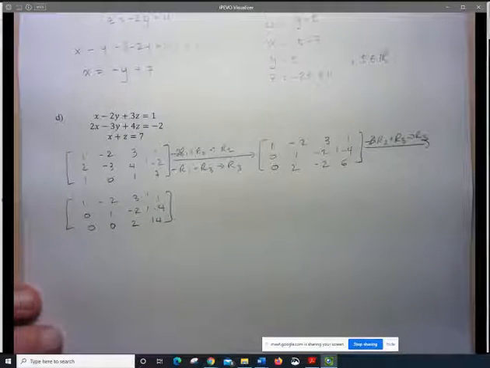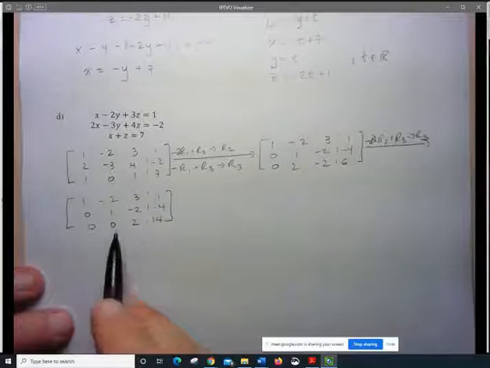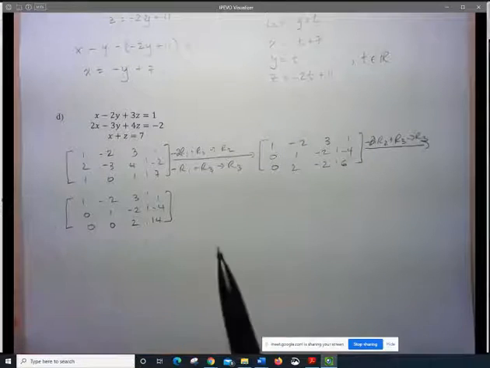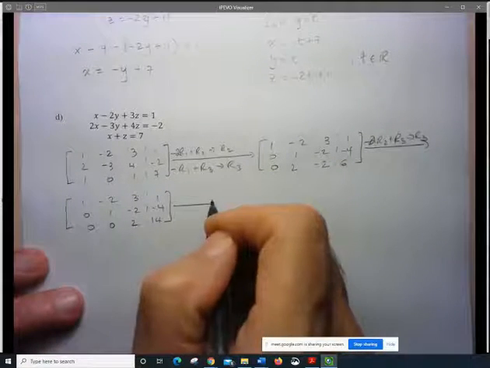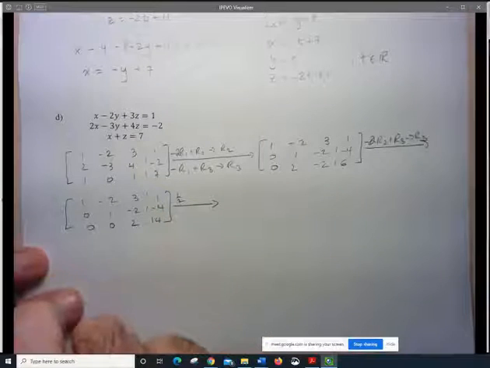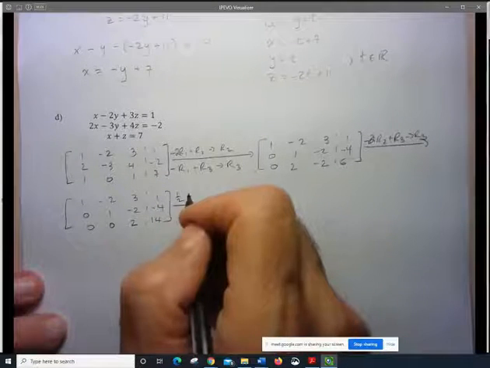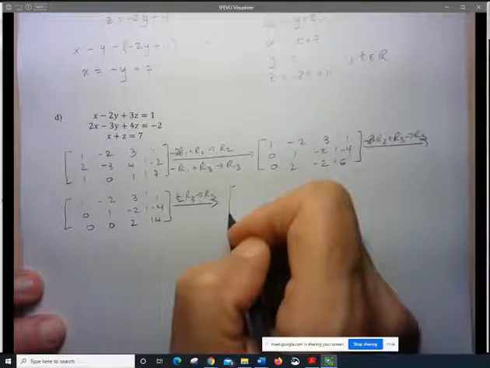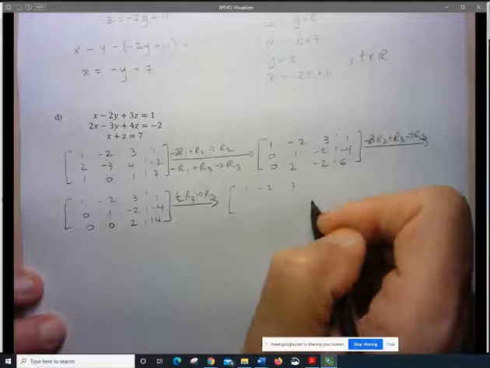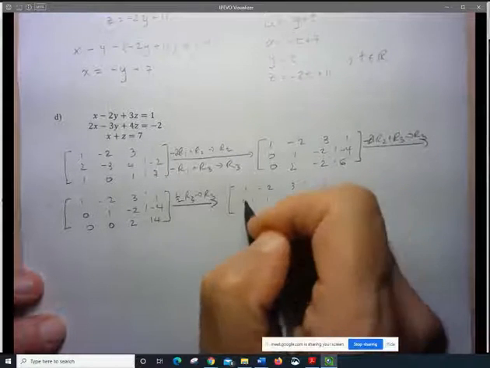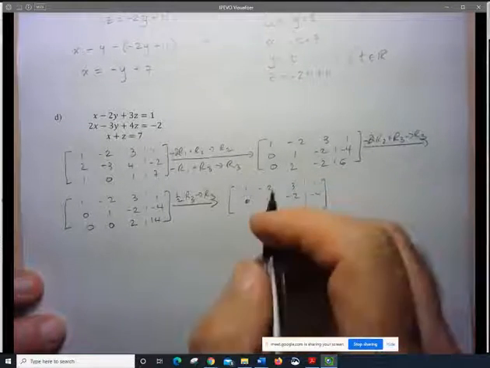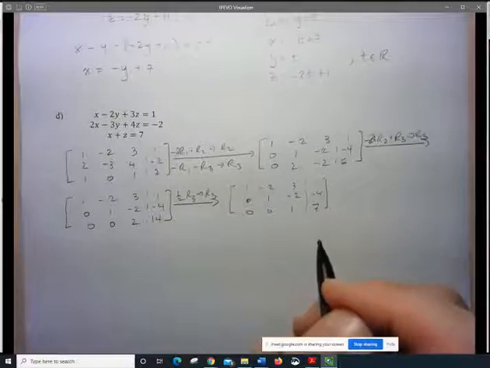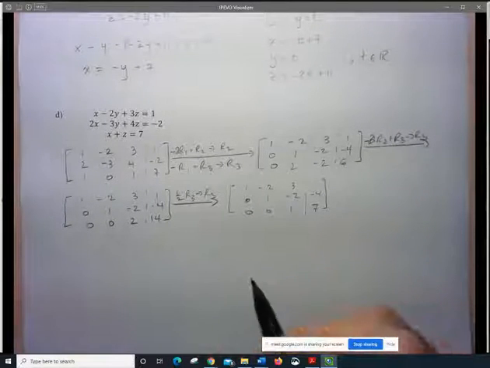Okay, and so from here, I could solve 2z equals 14 and solve that way. But just for the fun of it, let's keep going to reduced row echelon form. So first thing I'm going to do is 1/2 R3 into R3 just to make this nicer to work with. 1, -2, 3, 1, 0, 1, -2, -4, 0, 0, 1, 7. Okay, so right off the bat, I know that z equal to 7 is one of my answers.